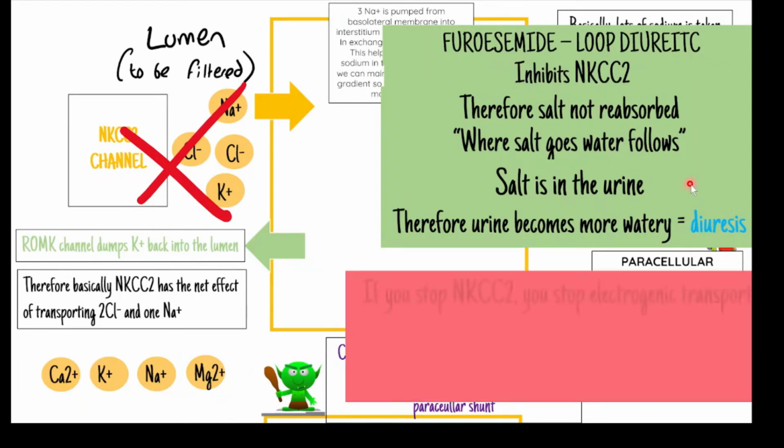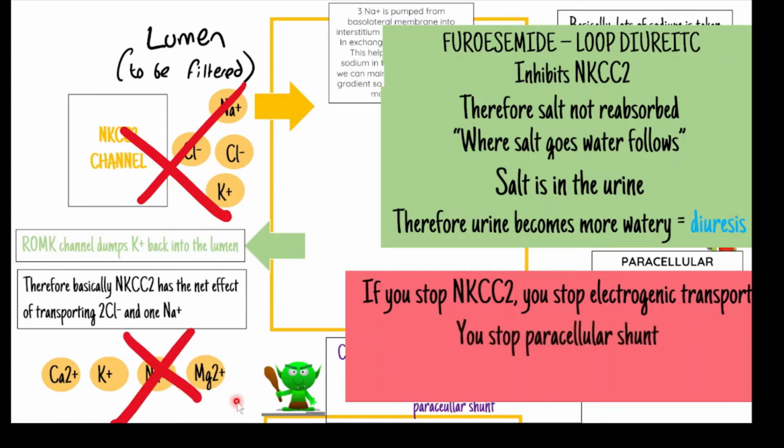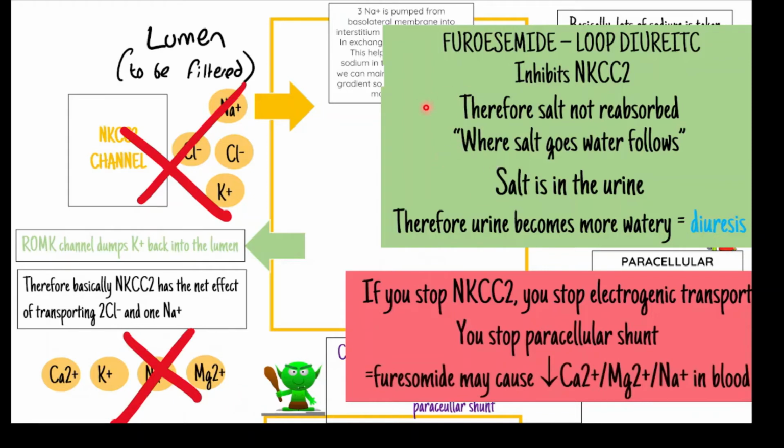There are a few complications. If you stop NKCC2, you're also going to stop this mechanism of electrogenic transport, because you're going to stop removing more negative charge than positive charge. So you're also going to stop your paracellular shunt, which means that if you give someone furosemide, you have to make sure that you monitor their calcium, magnesium, and sodium levels, because these might all drop as well.